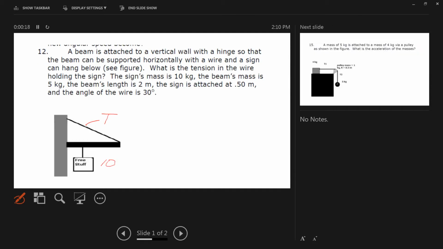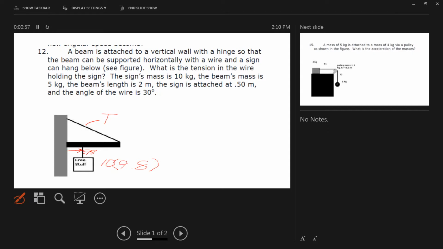Times 9.8, or 98 newtons. So that means there's a force pulling down on this beam, a force pulling down right there of 98 newtons. And the distance from here to that 98, we're told, is half a meter.